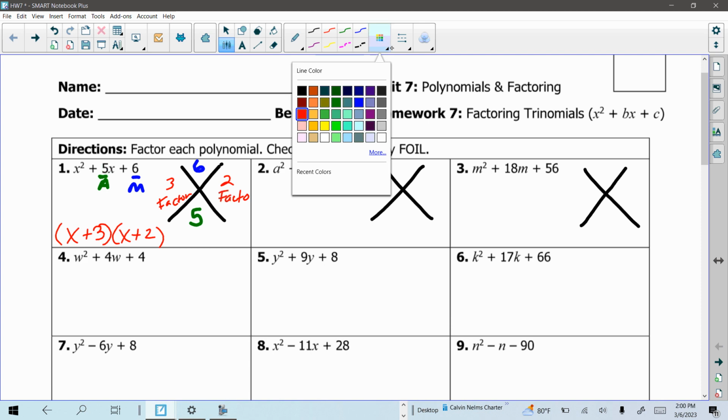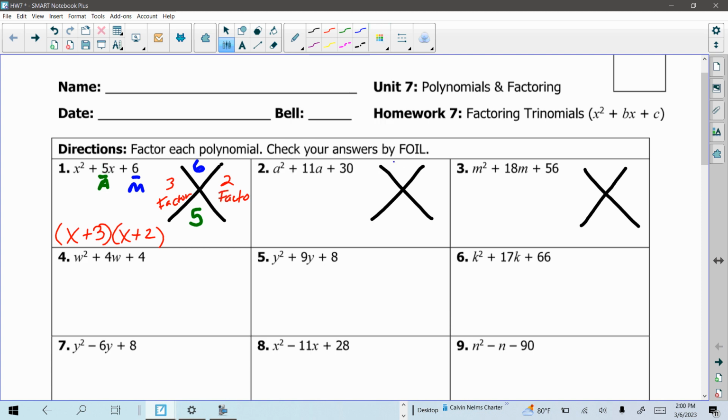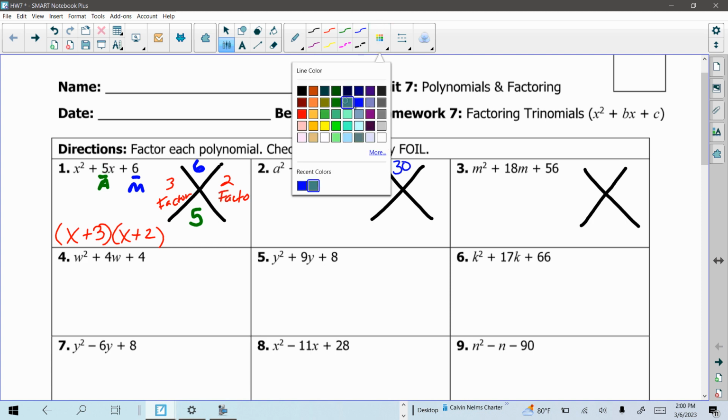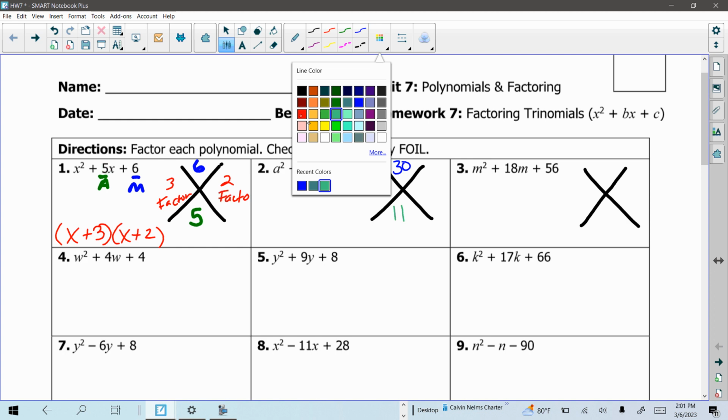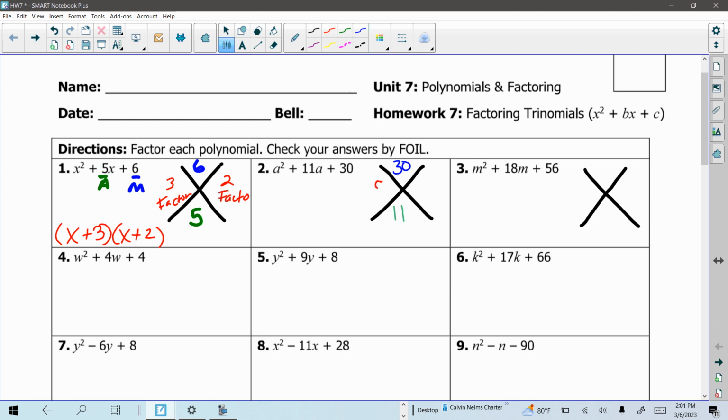So on number 2, our last term is the 30 that goes on top, and our middle term, which is the 11, the coefficient of the a, goes at the bottom. So we're trying to come up with factors of 30 with the sum of 11. Okay, that would be our 5 and 6. 5 times 6 gives me 30. 5 plus 6 gives me 11. So this would be a plus 5, parentheses, and a plus 6, parentheses.